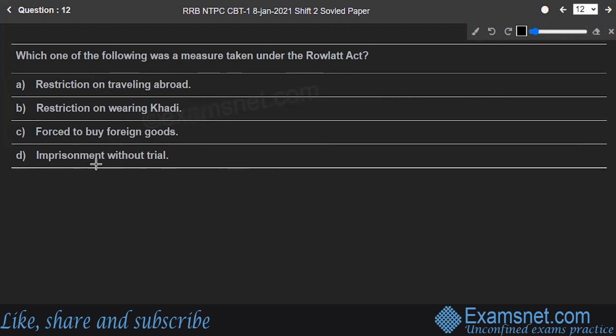Well, the correct answer to the question is imprisonment without trial. It was one of the measures taken by the British government under the Rowlatt Act. This law was passed in March 1919 by the Imperial Legislative Council.